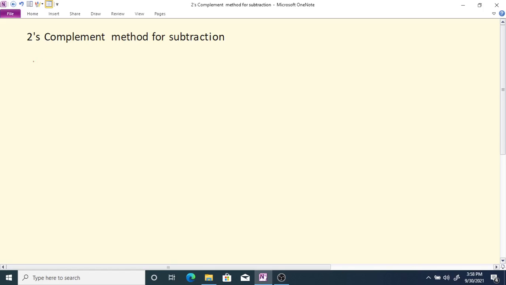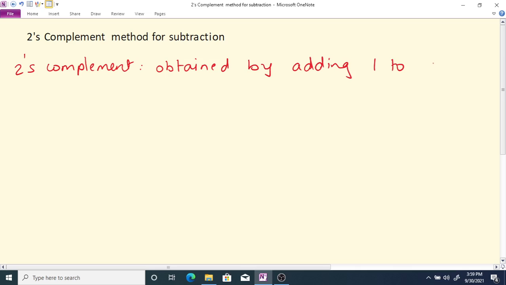2's complement method for subtraction. First we will see what is 2's complement. 2's complement of a given binary number is obtained by adding one to 1's complement of the given binary number.